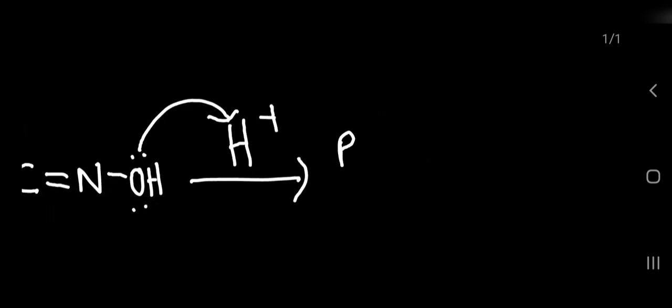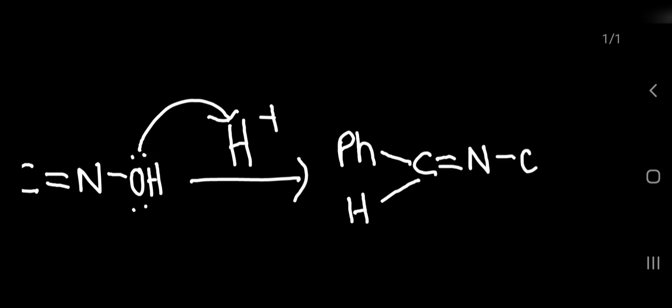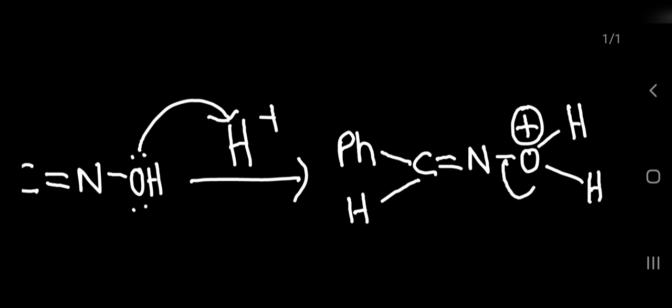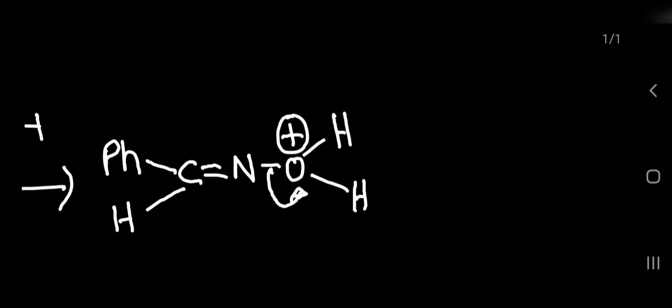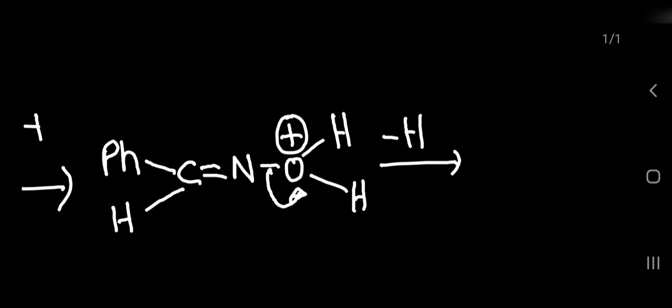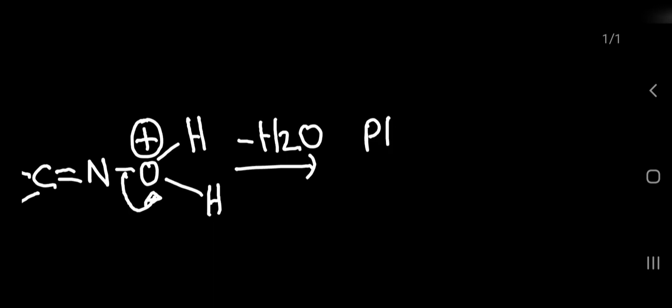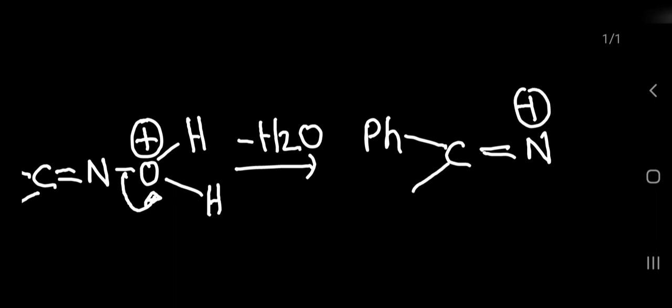Then what will be the next step? Ph, CH, double bond N, O, H, H, and as the oxygen donates its lone pair to the H plus, there will be a positive charge. After that, as oxygen is more electronegative, it can't bear the positive charge on itself, so it will take this bonding electron pair and leave as a stable water molecule. This will be the loss of the stable water molecule. So what will be the formation over here? This Ph, C, double bond N plus, and here there will be the H.